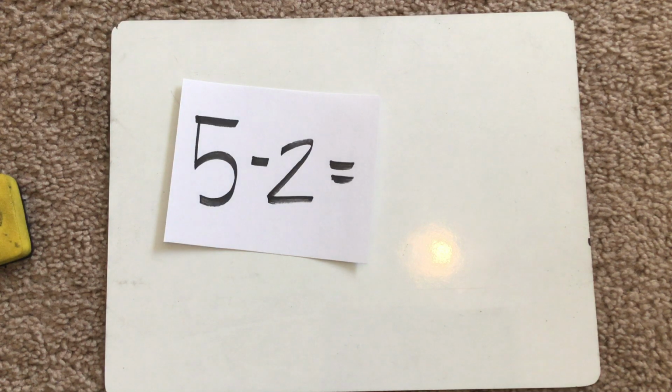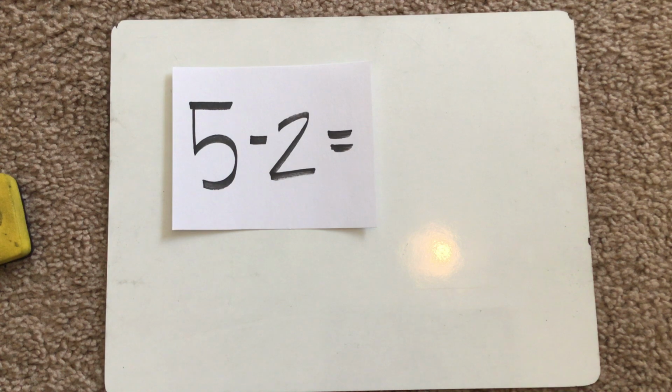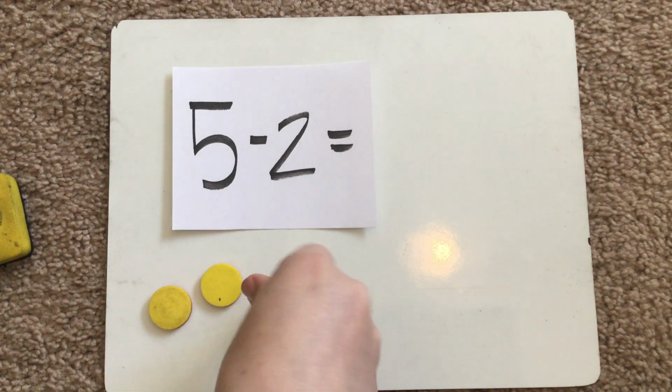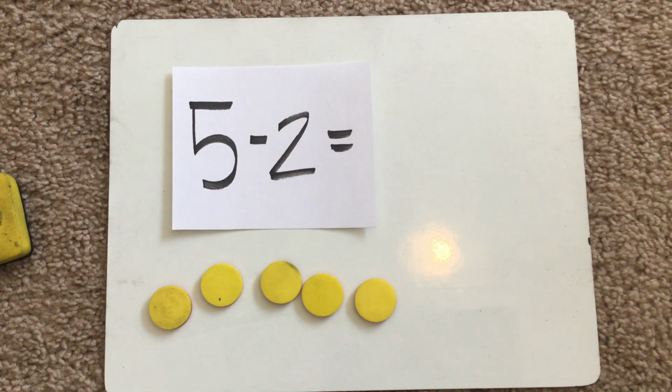When you're doing this at home, you can use toy cars, you can use anything that you have at your house, stuffed animals, anything that you can find at your house to show these problems. Read this problem to me. 5 minus 2 equals. I'm going to use my counting chips again, and I hope you guys are doing this with me. How many chips am I going to start with? 5. 1, 2, 3, 4, 5. There are my 5 counting chips.